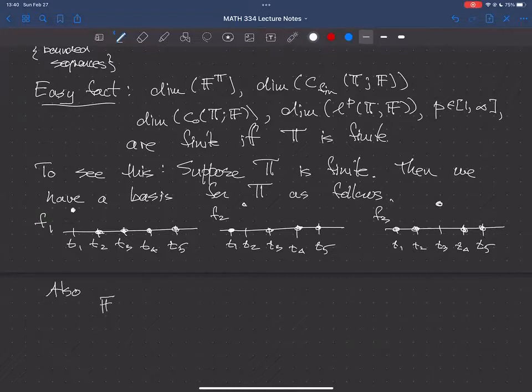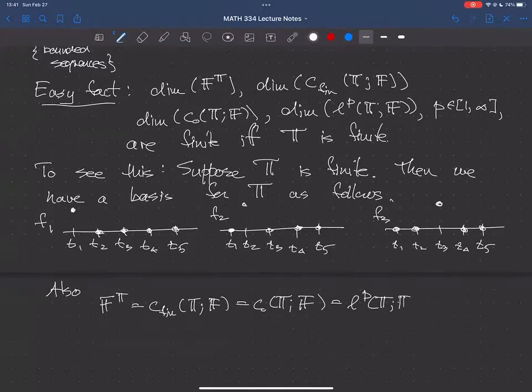Also, F to the T equals C finite of T, F equals C0 of T, F equals LP of T, F, and it's true for every P, when the time domain is finite. Okay, so finally, this gives one direction of this fact that if the time domain is finite, all of these dimensions are also finite.